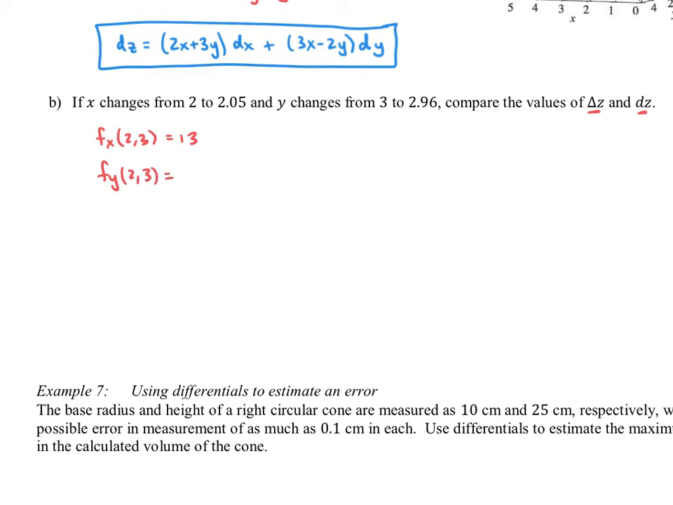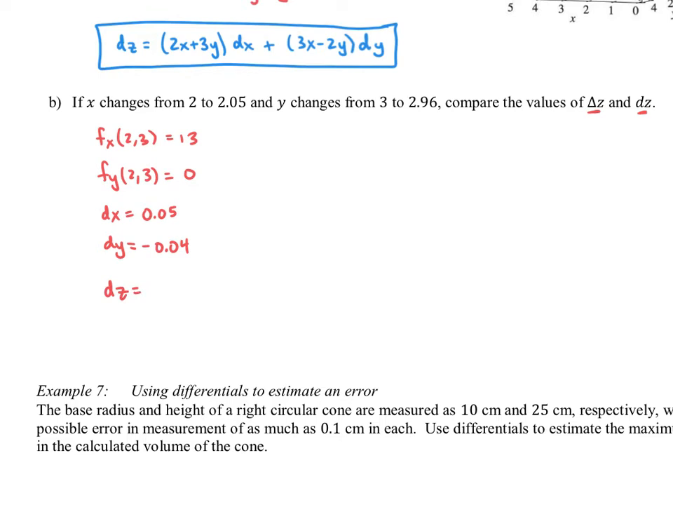And that one's going to be just 0, 6 minus 6. And we do need the differential dx, which is just, again, the change from 2 to 2.05, so that's going to be 0.05, and dy, which is going to be from 3 to 2.96, so that's going to be negative 0.04. And we just have to simply substitute this into the formula above in blue.